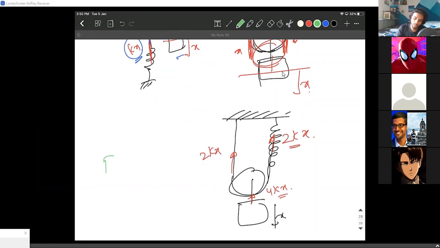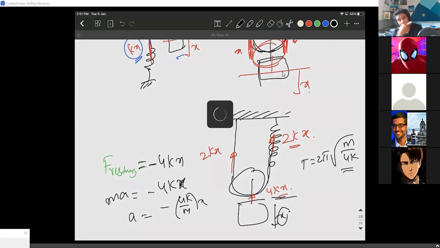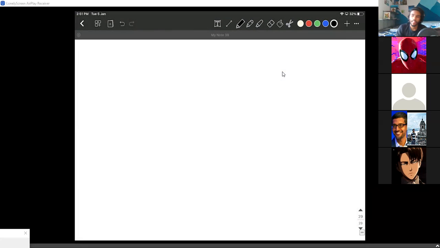Whenever I write the restoring force, if you didn't understand what just happened, please ask again. The restoring force this time is 4kx, not just kx. I moved it by x and it gave me a 4kx restoring force. So ma equals minus 4kx, and acceleration equals minus 4k by m into x. So the time period will be 2 pi root of m by 4k this time. Interesting. Yes, sir. Let me give you another problem then. Look at this one.